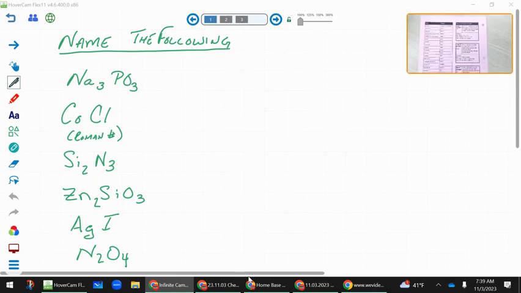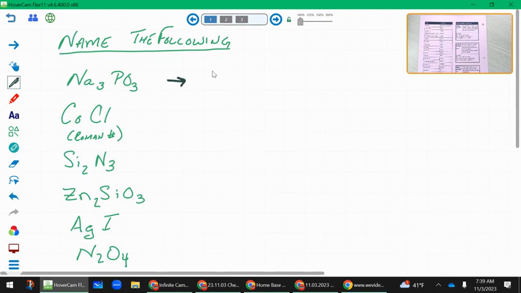All right, ladies and gentlemen, so let's go through naming these real quick. The first compound, Na is sodium. PO3 is phosphate. PO4, since it is PO3, it has lost one oxygen, so it becomes phosphite. Questions? Okay, so we changed the ATE ending to an ITE ending because we have lost one oxygen. So it ends up being sodium phosphite.